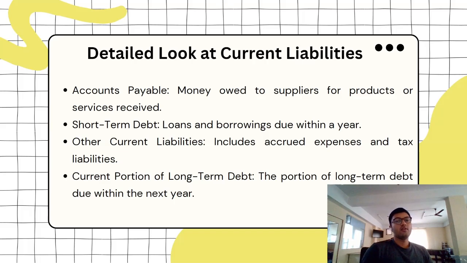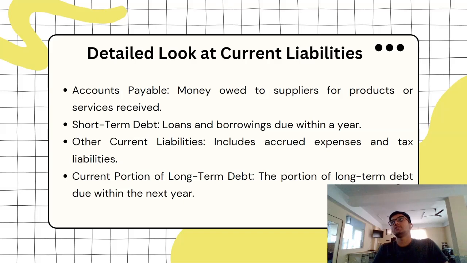And accounts payable, a detailed look at the current liabilities, is money owed to suppliers for products or services received. We'll look at detailed current liabilities. The loans and borrowings due within a year are all called current liabilities, and the other current liabilities include accrued expenses and tax liabilities.